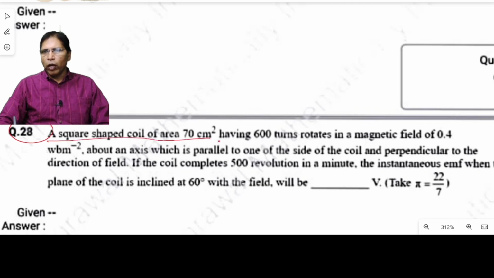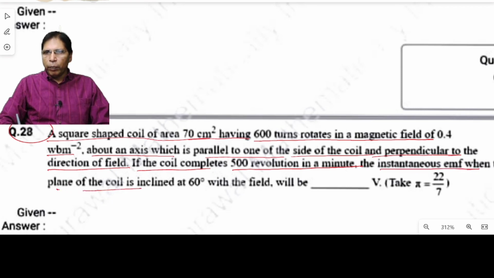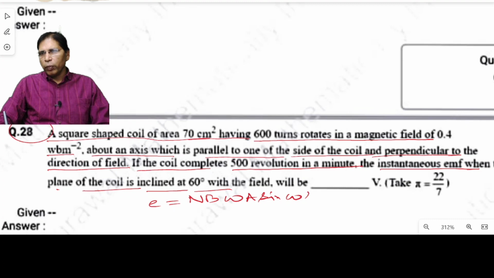A square-shaped coil of area 70 centimeter square having 600 turns rotating in a magnetic field 0.5 Weber per meter square about an axis which is parallel to one of the sides of the coil and perpendicular to the direction of the field. If the coil completes 500 revolutions in a minute, the instantaneous EMF in the plane of the coil inclined at an angle 60 degree will be. Now look at this, the instantaneous value of EMF. This is the N B omega A sine omega t.